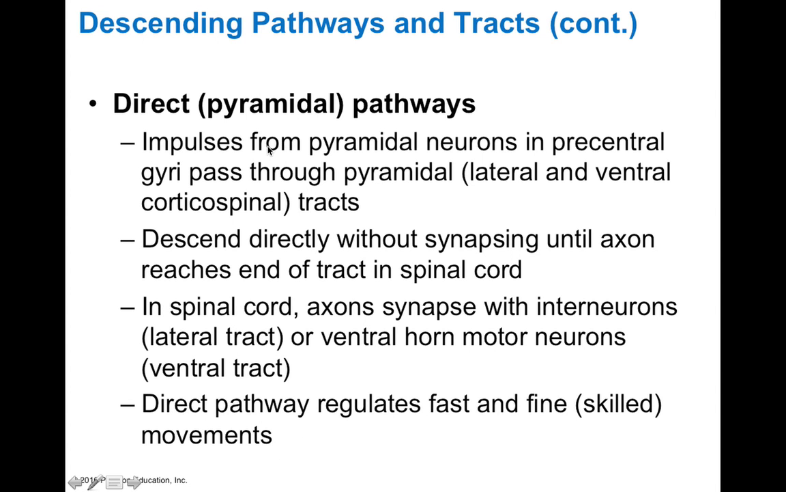So the direct pathways are where we have impulses from the pyramidal motor neurons of our precentral gyrus, aka primary motor cortex, and these send their axons down through the lateral and ventral corticospinal tracts. They descend without synapsing until they get to the spinal cord, where those axons synapse with the interneurons of our ventral horn. Those ultimately can synapse with another motor neuron in the ventral horn, or they can send their axon directly out to skeletal muscle and therefore control skeletal muscle movements. So think of the direct or pyramidal pathways as being conscious because they control skeletal muscle.